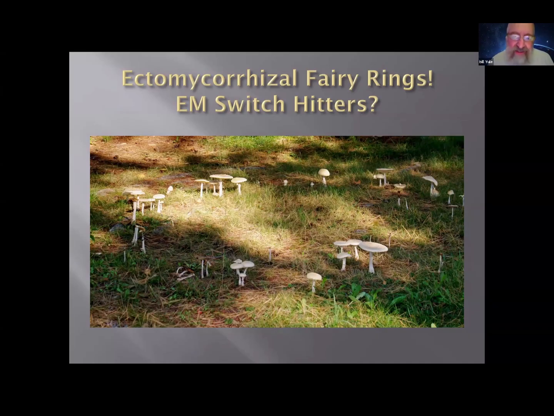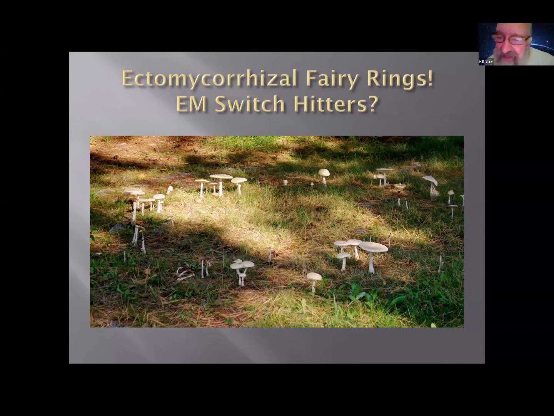But I started to notice ectomycorrhizal fungi in fairy rings. And so I didn't really have an answer for why that was happening. And I kept asking people, why do ectomycorrhizal fungi make fairy rings if they're fruiting from a colonized tree root?